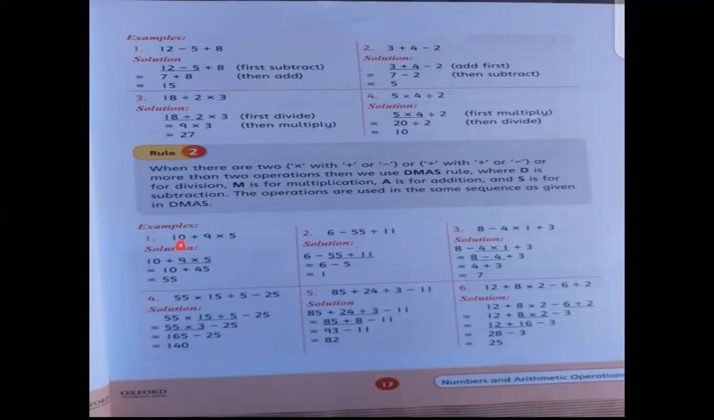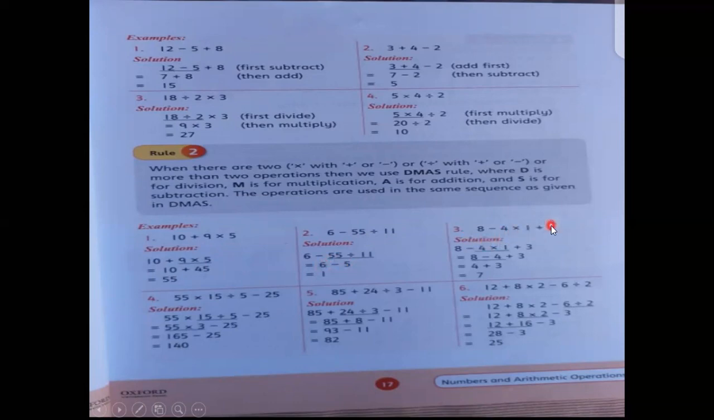So, starting from example number one, first of all, you will see that there are two operational signs, addition and multiplication, but according to the DMAS rule, you have to multiply first. That's why they have underlined this portion where you are going to do multiplication, and then after that you have to add. In the second example, they have highlighted this portion where division comes first. After division, when you got your answer, then you have to subtract.